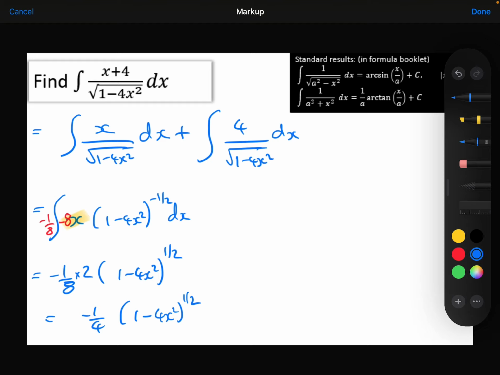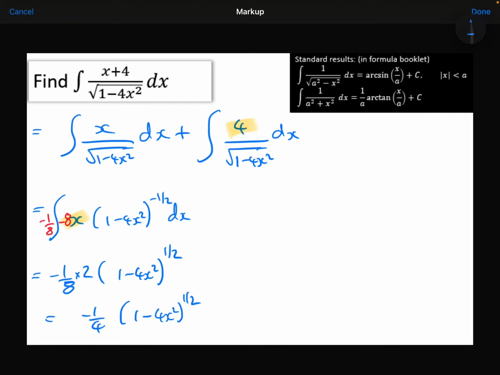Right, let's have a look at the second term here. Now, we certainly can't use spotting a derivative here, because there's only a 4 on the top, not the x. But we can now do this with our standard results. If I factor the 4 outside, that's going to give me a 1 that I want. So that's nice, I like that. So let's do that as my first step. I'm going to think of this as 4 lots of 1 over the square root of 1 minus 4x squared. So that's one step closer to being able to use the standard results.